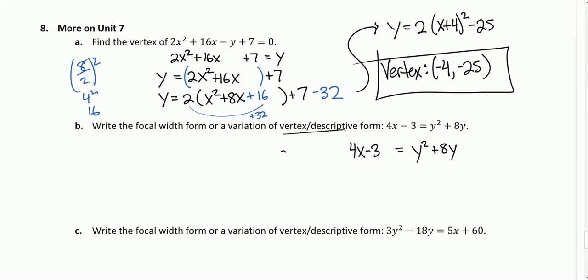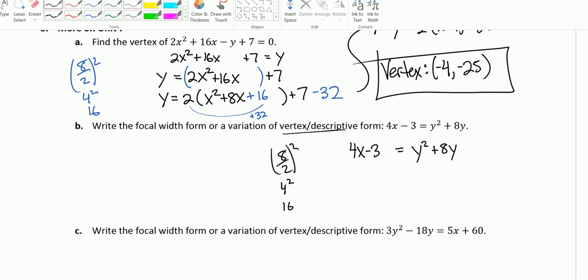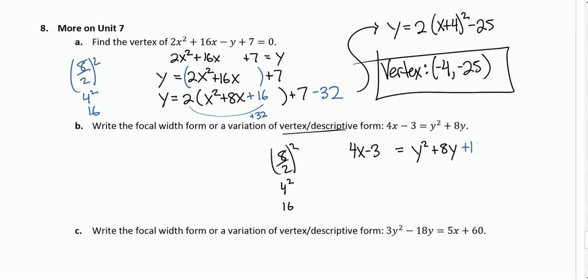So we take the 8, cut it in half, and square it, which is 4 squared, or 16. So we're going to add 16, and then subtract 16. So we end up with 4x minus 3 is, when you factor that, you get y plus 4 times y plus 4, which is y plus 4 squared, minus 16.